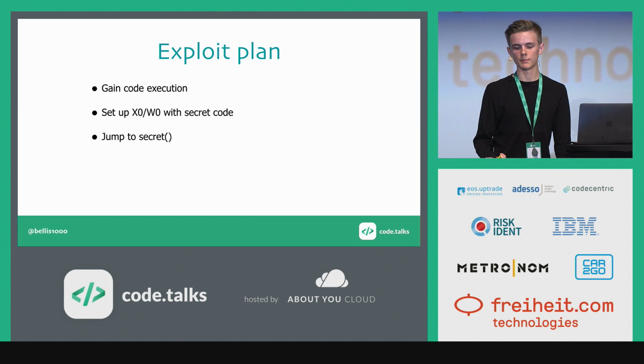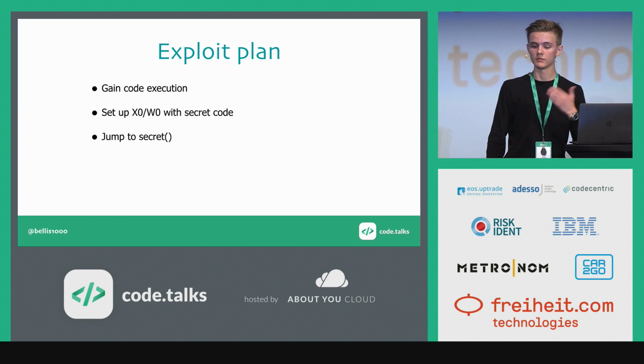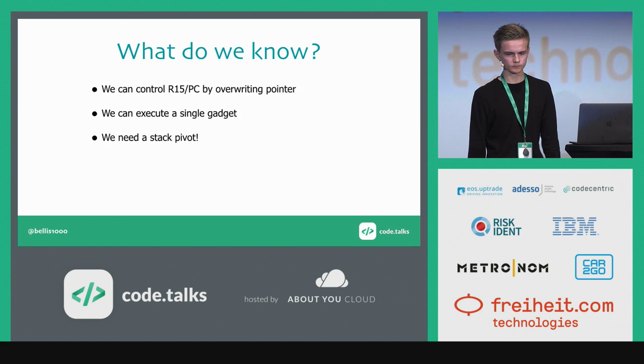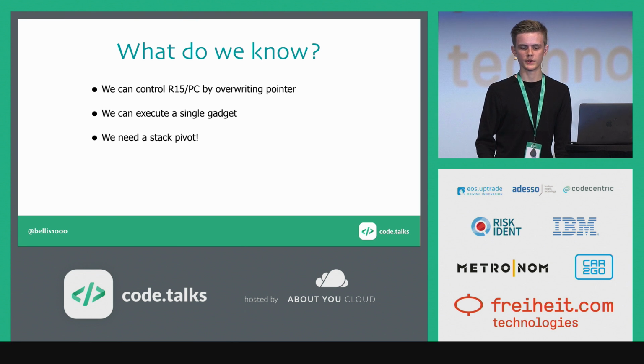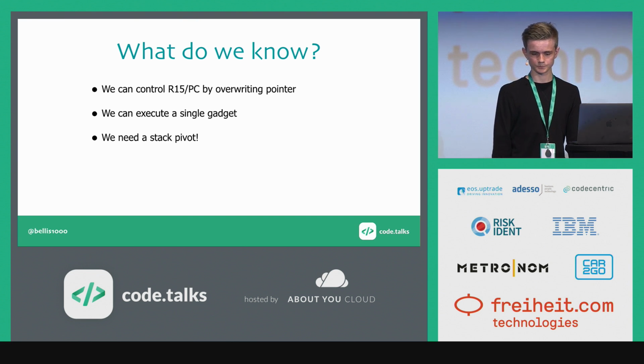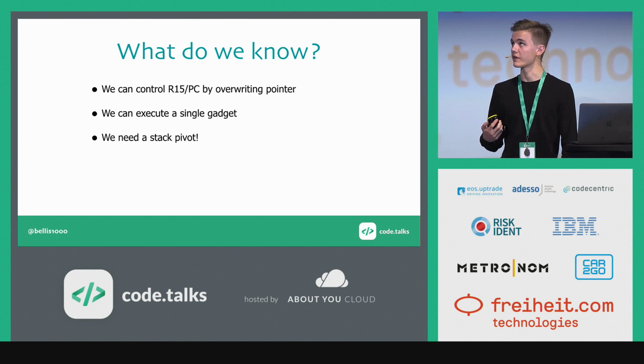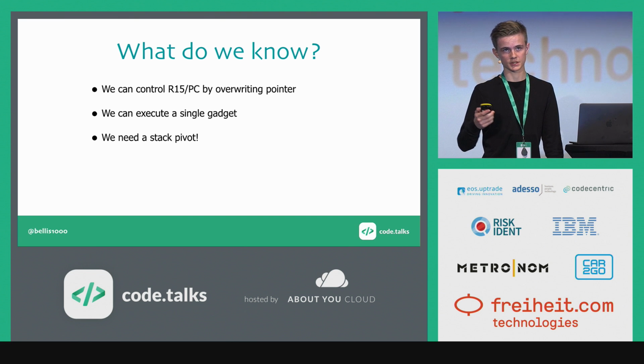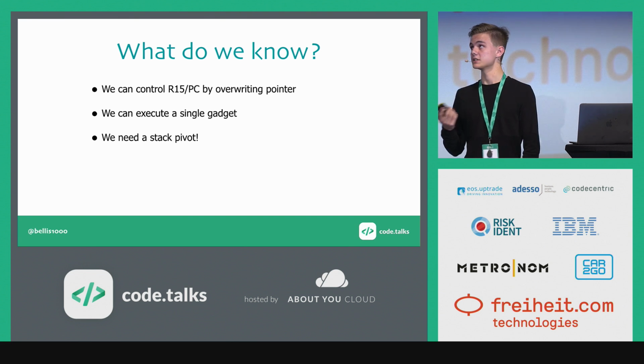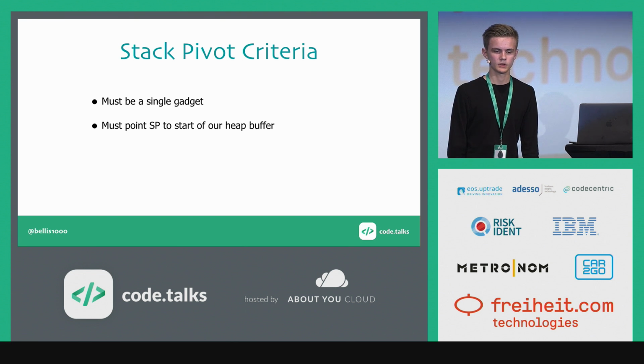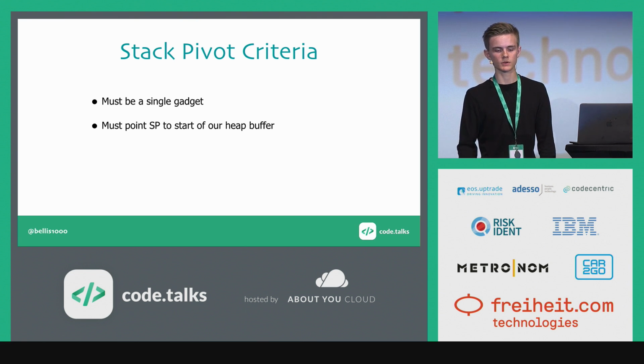And then we just need to jump to secret, which will then hopefully validate it and give us the root shell. So as I said, we know we can control the program counter or the code execution flow by overwriting the pointer. And we know that we can execute only a single gadget because we're working with a heap-based bug. So after the first gadget, it's going to go straight back to the stack. So we obviously do need a stack pivot. And the stack pivot criteria, it must again be a single gadget because that's all we get to work with.